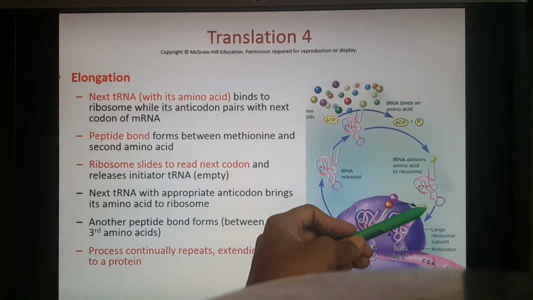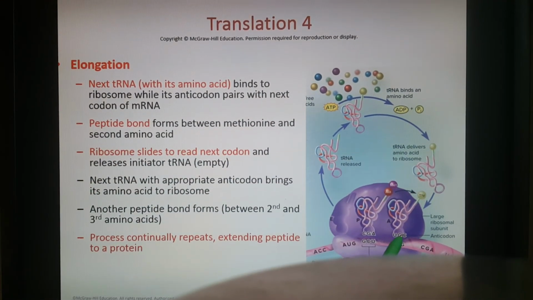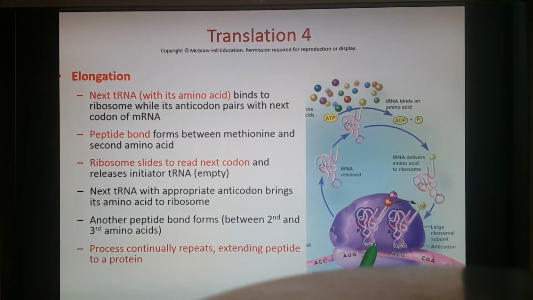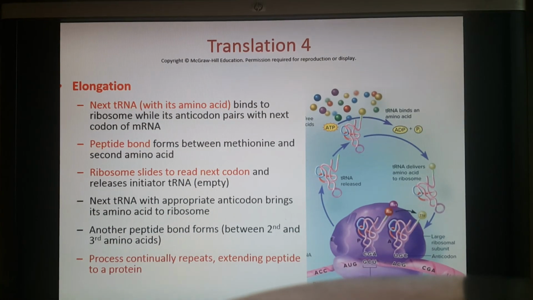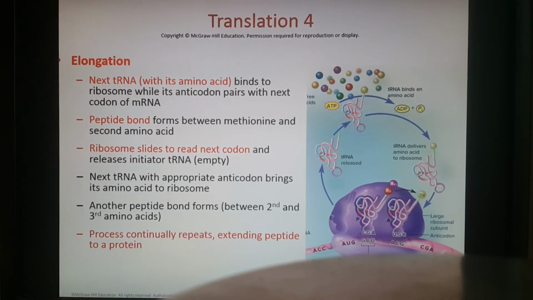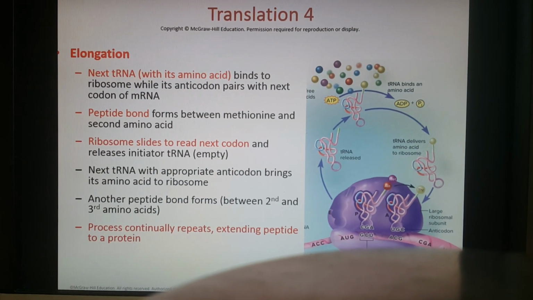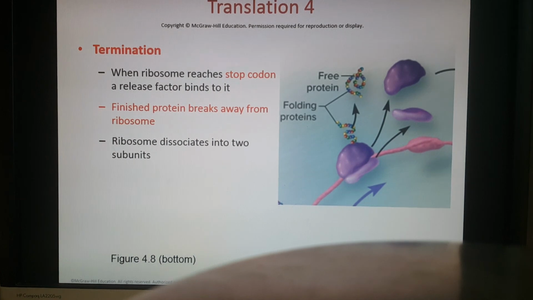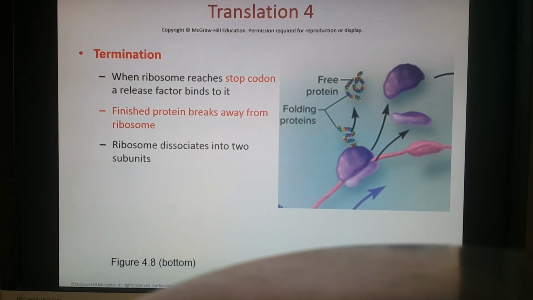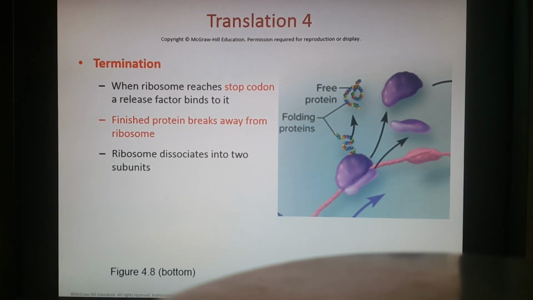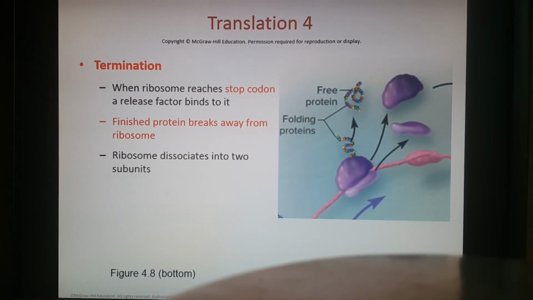Once that peptide bond is made, everything shifts. Now this tRNA is going to be in this location, waiting for another new amino acid to be delivered so you can make another peptide bond. You're going to continue this until you get to the stop codon, which does not code for an amino acid, and that's how your ribosomes know where to stop making the protein.